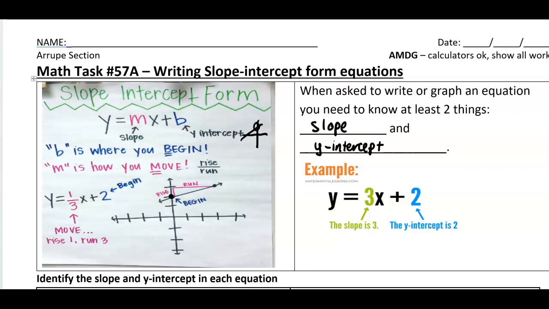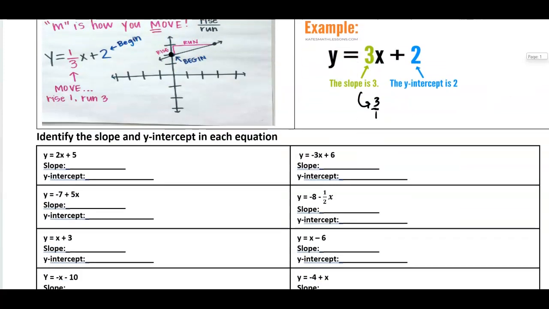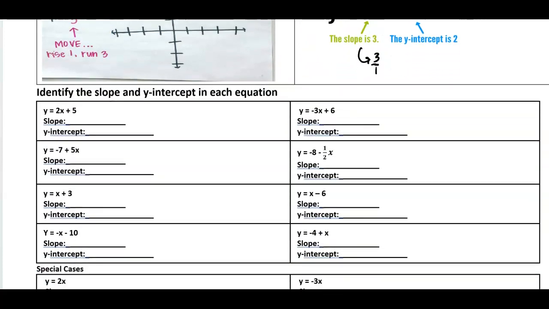Now, if it's a whole number, you just need to remember that your rise over run will be 3 over 1. All right? So, identify the slope and y-intercept of each equation. Y equals 2x plus 5. The slope is 2, and the y-intercept is 0, 5. That's where you begin, right?